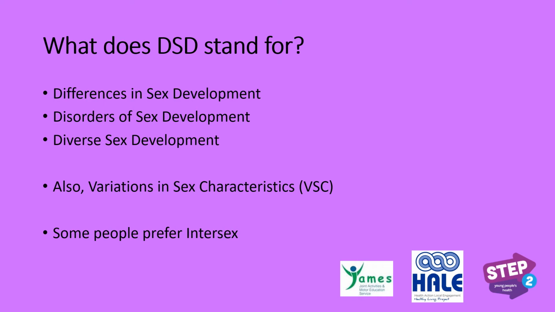Okay, so there are a few different meanings for DSD. Some people say differences in sex development, some say disorders of sex development, and some say diverse sex development. None of them are incorrect. It depends on where you are geographically, so some countries will use a different expression to others, but as long as you understand DSD, you should be able to find what you're looking for if you need to search for anything online. Some people also say variations in sex characteristics, or VSC, and some people just prefer to use the term intersex. It's a little bit easier to say, it's a little less complicated, but some people would prefer that term.